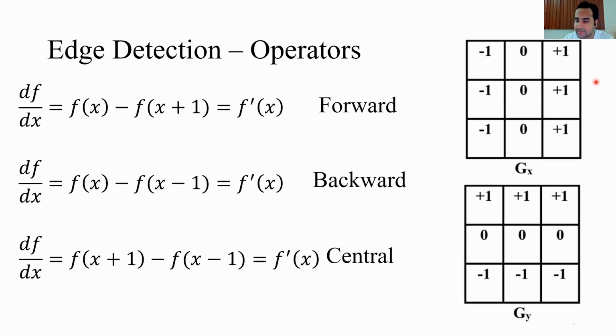So you can have a mask in the x direction, and likewise you can have a mask in the y direction. And if you want to do it backwards, then it will be f of x minus the pixel behind it, and then that's it. If you want to do a central difference instead, you'll look at the value of the pixel in front of it and the value of the pixel behind it, which is what these masks are doing.